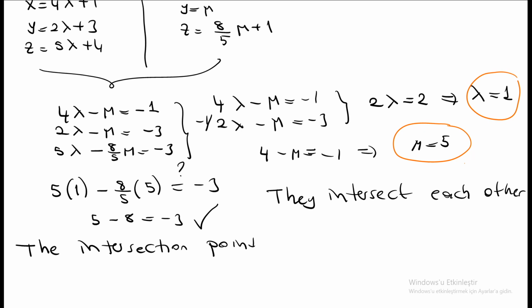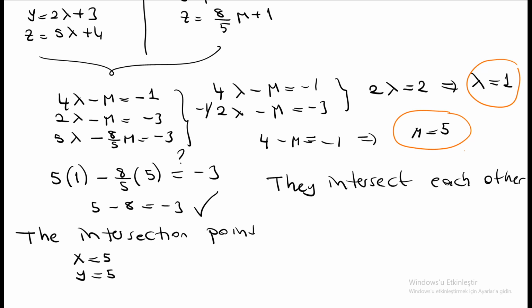Okay. So x will be 5, y will be 5, and z will be 5 times mu, which is 8, so plus 1 will be 9. So this is P sub 0, which is 5, 5 and 9. It is the intersection point.